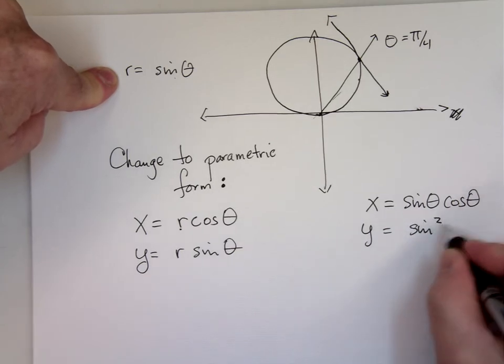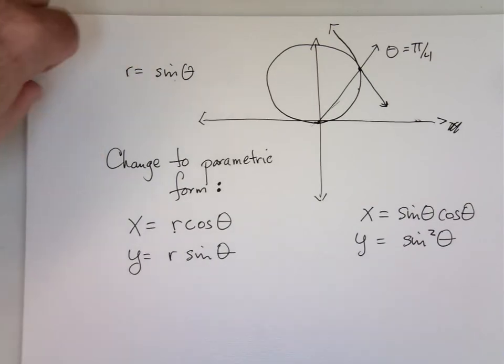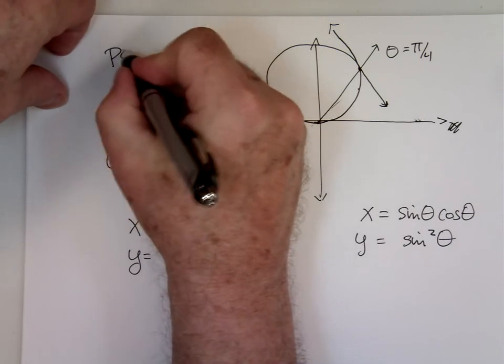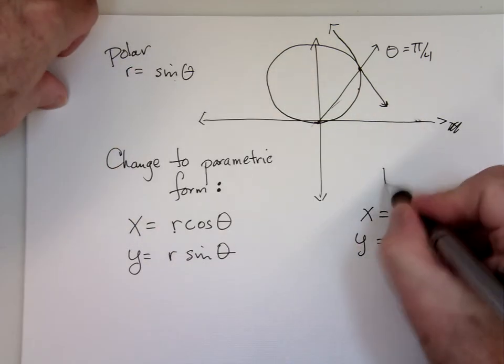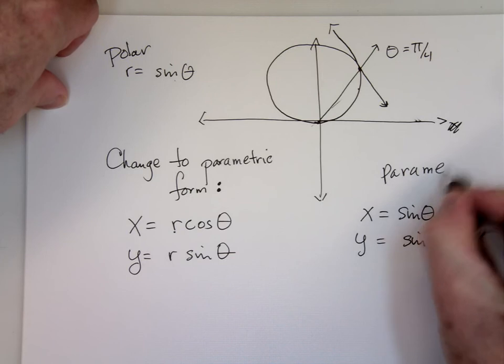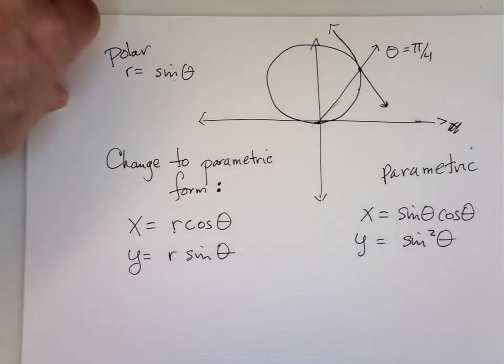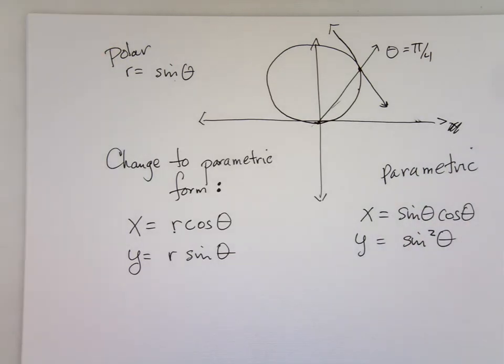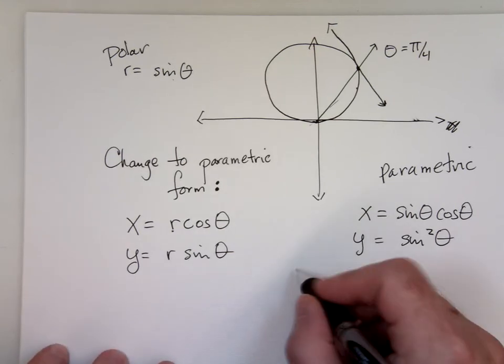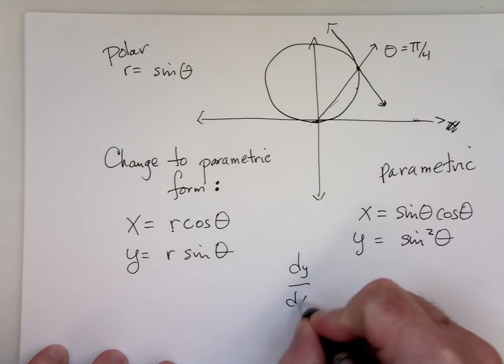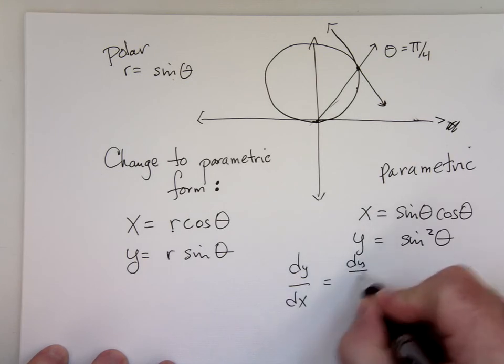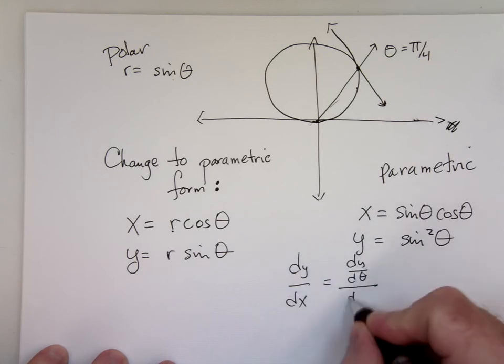Okay? This is a polar equation. This is a parametric form. The rectangular form we already know about. That's the completing the square thing. Let's find dy/dx using the parametric form. We can find dy/dx by taking dy/d theta and dx/d theta using the chain rule.